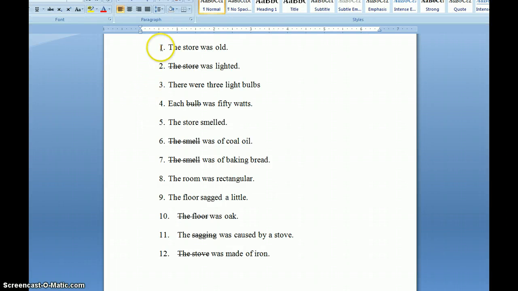Okay, now that we've removed all the repeated words, the next thing we want to do is try to combine similar information and see if we can't cut these sentences down even more. So the first 4 sentences talk about the store and how it was lighted. So see what you can do about combining this information and cutting it down even more. Can you make a single sentence out of it, or maybe a clause that we can combine with more information for just one sentence?